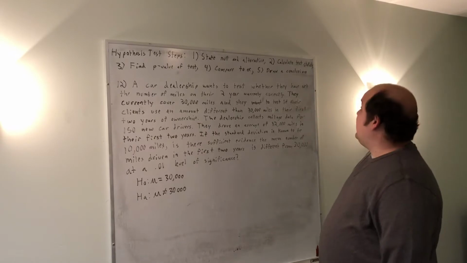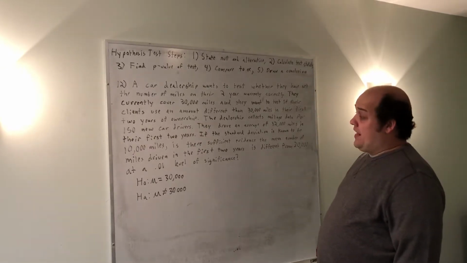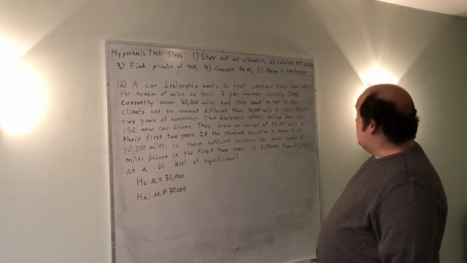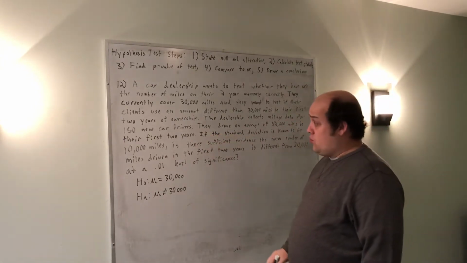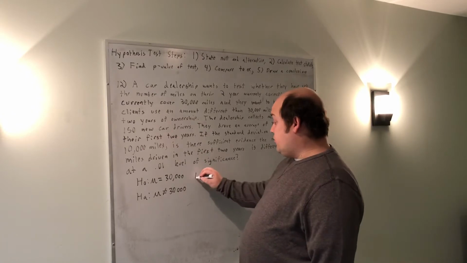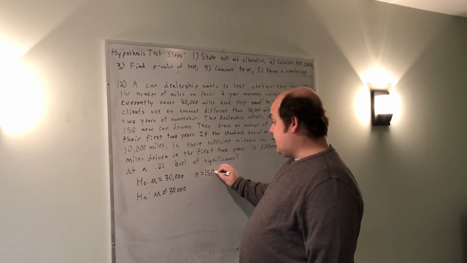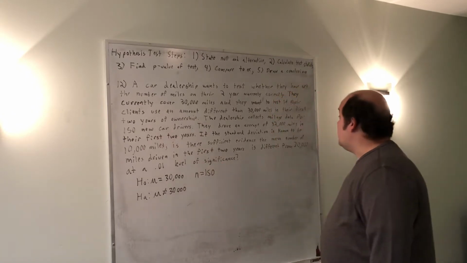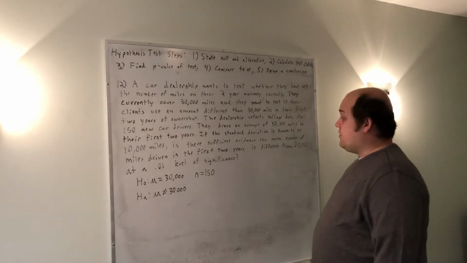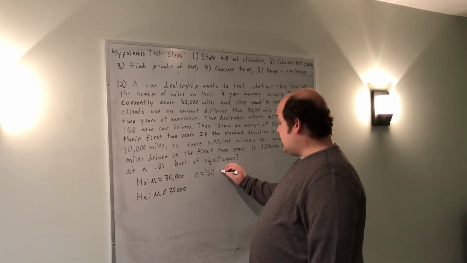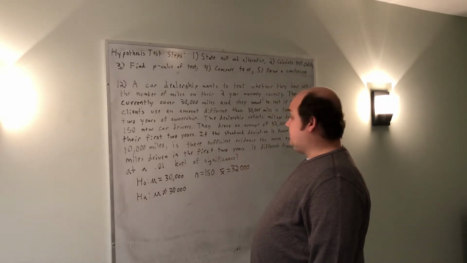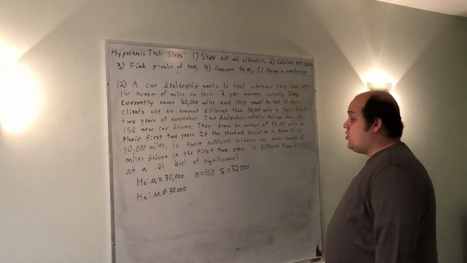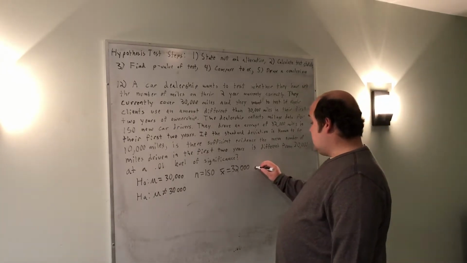Step 2, we need to pull out the information in order to calculate the test statistic. The first thing that I see is the dealership collects mileage data for 150 new car drivers. They got the data from 150 people, so that's going to be our sample size, or our n equals 150. They drove an average of 32,000 miles in their first 2 years. That's going to be our average from the sample, or the x-bar, 32,000. The standard deviation is known to be 10,000 miles, so sigma equals 10,000.